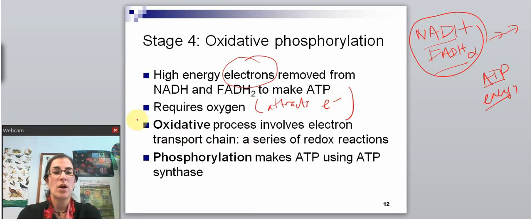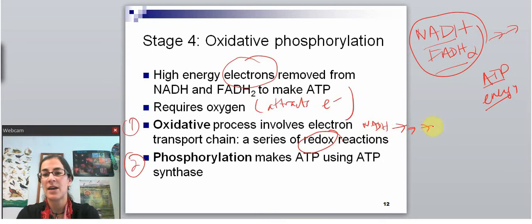So there's really two parts, and that's reflected in the name, oxidative and phosphorylation. The oxidative part is a series of redox reactions that pull electrons from NADH down to oxygen. So the electrons are going to go from NADH, and again in a series of steps, to oxygen. And that series of steps is called the electron transport chain. Electron transport means electrons moving from place to place to place.